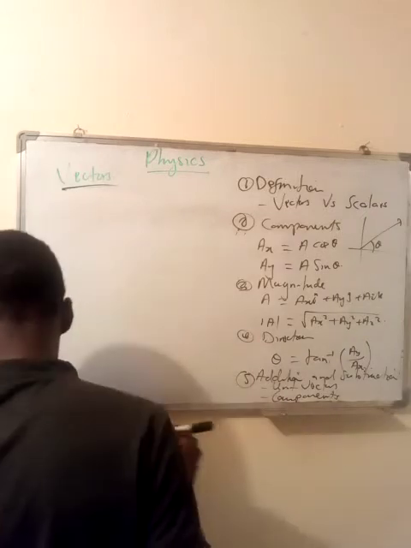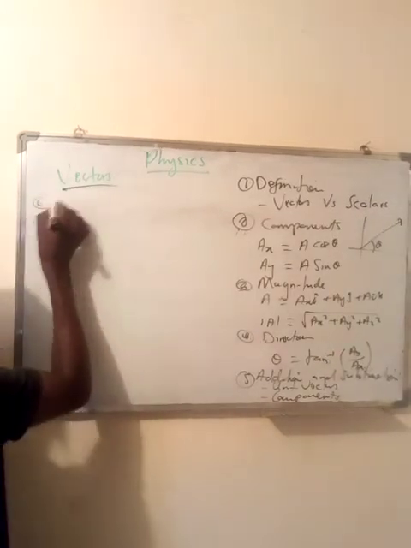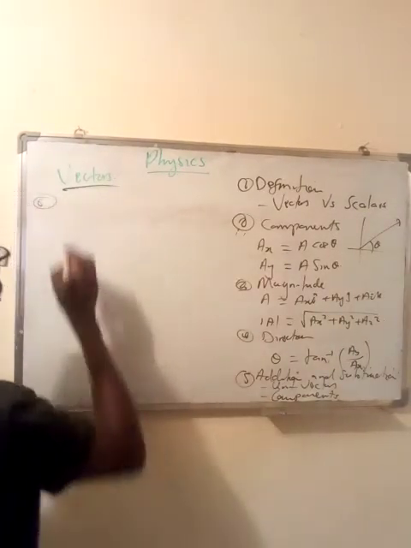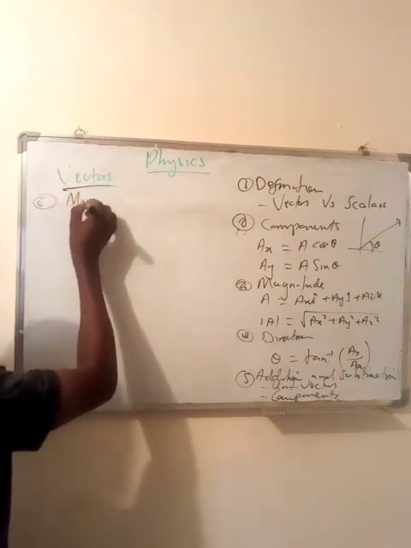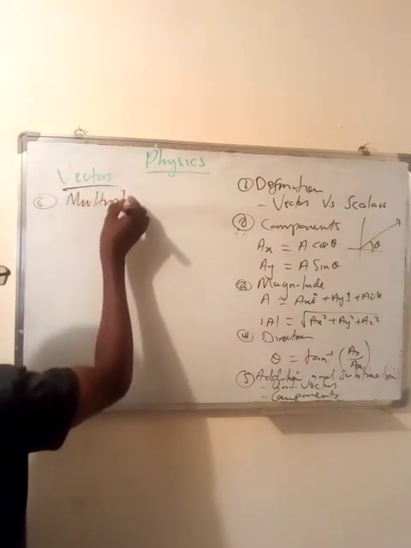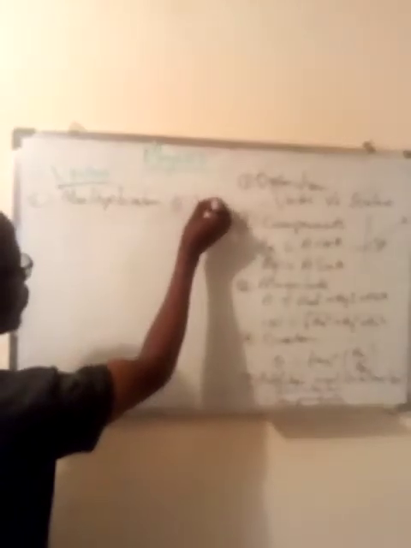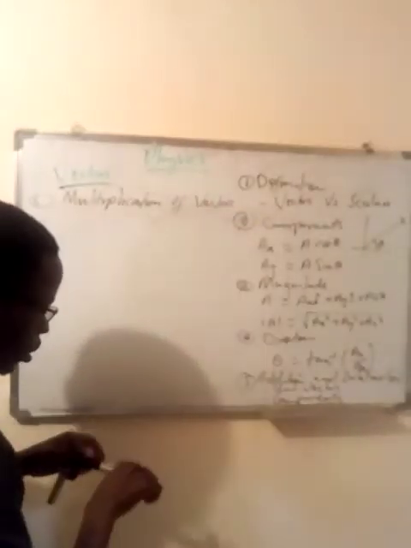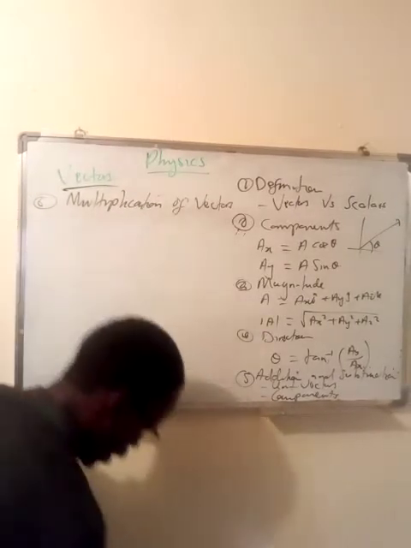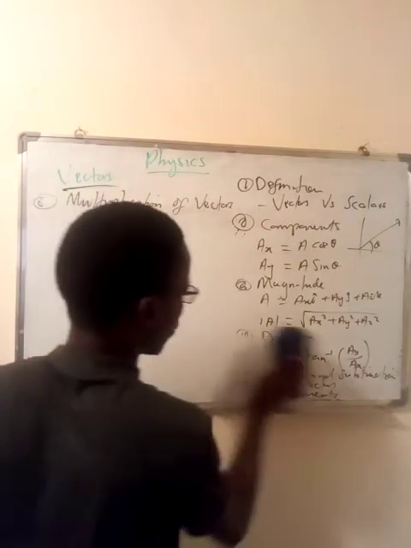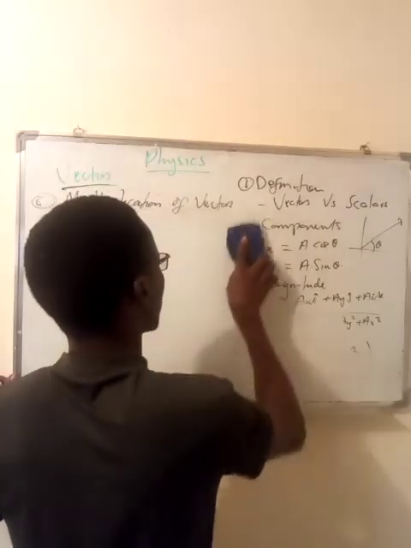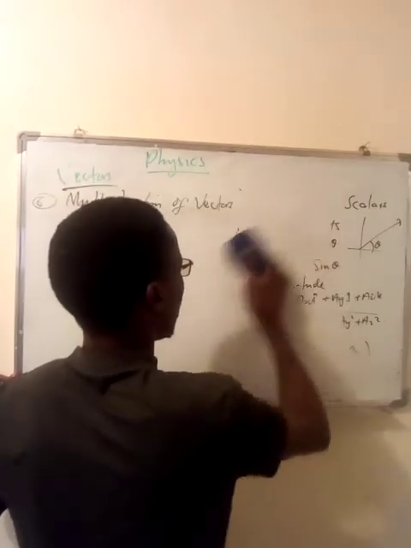Then today we want to look at the sixth part, which is what? Multiplication of vectors. So this is what we're going to look at today, and this is the last part of the topic, vectors. After that, we're going to start looking at kinematics.